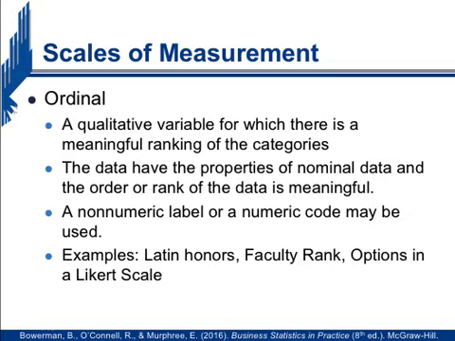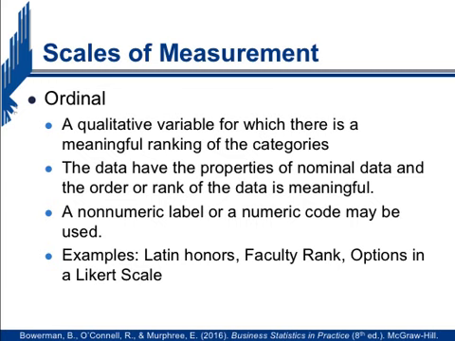The second scale of measurement for qualitative variables is the ordinal scale of measurement. Here, this refers to the scale of measurement for a qualitative variable for which there is a meaningful ranking of the categories. So that's the main difference between nominal and ordinal. For nominal, there is no ranking between the categories, but for ordinal, there is ranking among the categories. Here, the data have the properties of nominal data, meaning it's also qualitative. It segregates the elements into multiple groups. However, rank of the data is meaningful for these kinds of variables.